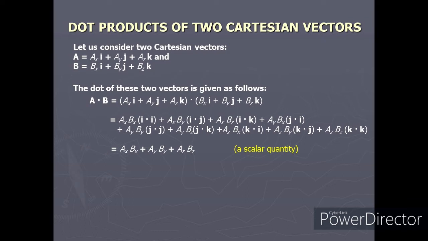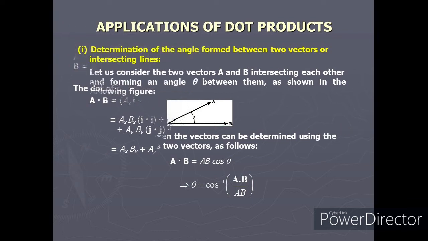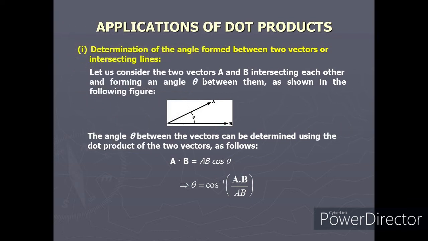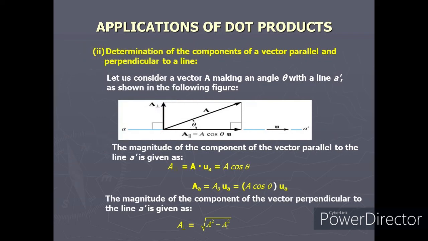So what we are saying, when taking the dot product, is that we multiply the corresponding coefficients of i's together, j's together, and k's together. The end result is Ax times Bx plus Ay times By plus Az times Bz. Now the application, of course, is in determining the angle between two vectors. When you have two vectors given in Cartesian vector form, you can always find theta. So theta will be cos inverse of A dot B over the product of their magnitudes.